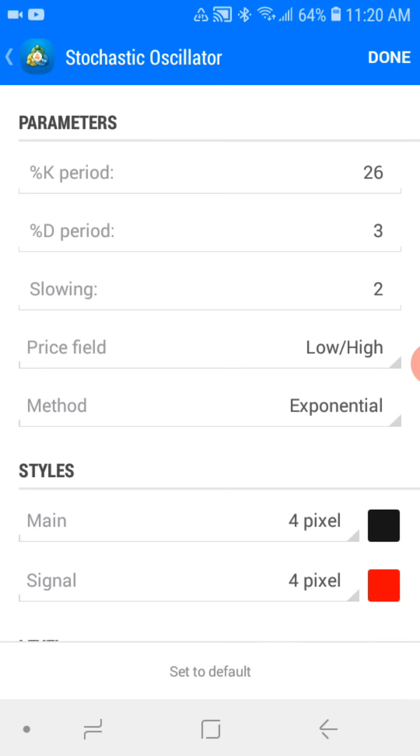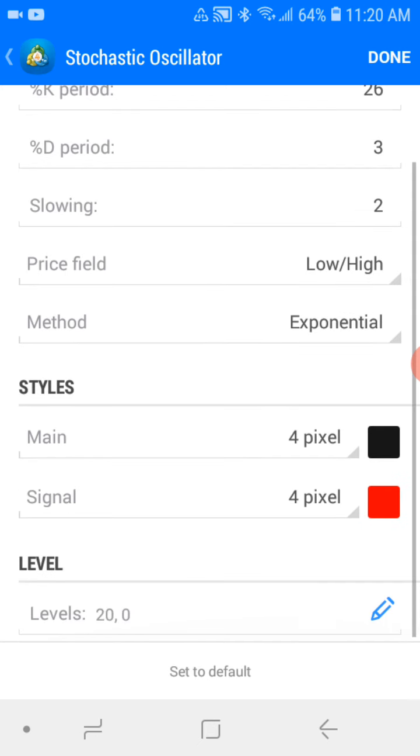And with price field, I use low and high. So meaning one of the lines would be an all-time low and one of the lines would be an all-time high. So now the line that I focus on mainly is my high down here, and I have it also as exponential, so it's just tighter to the graph.